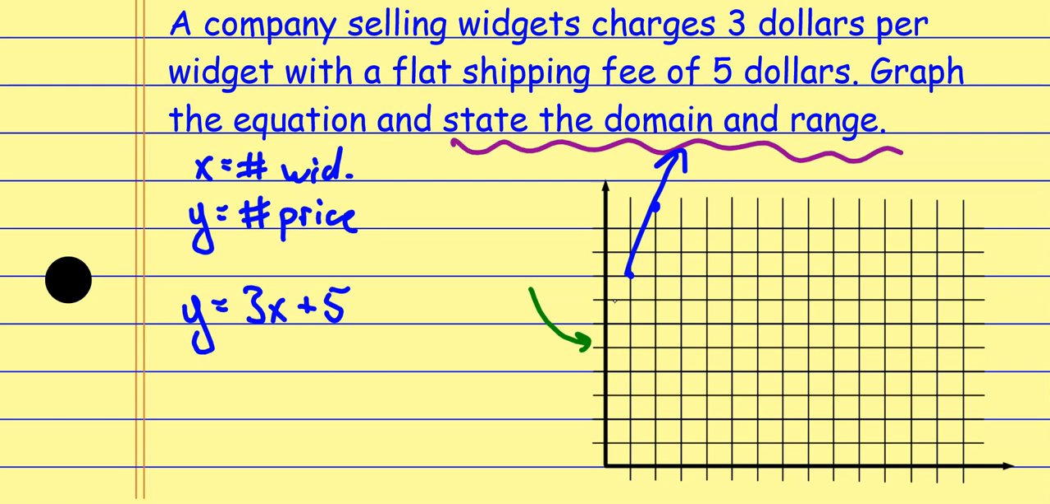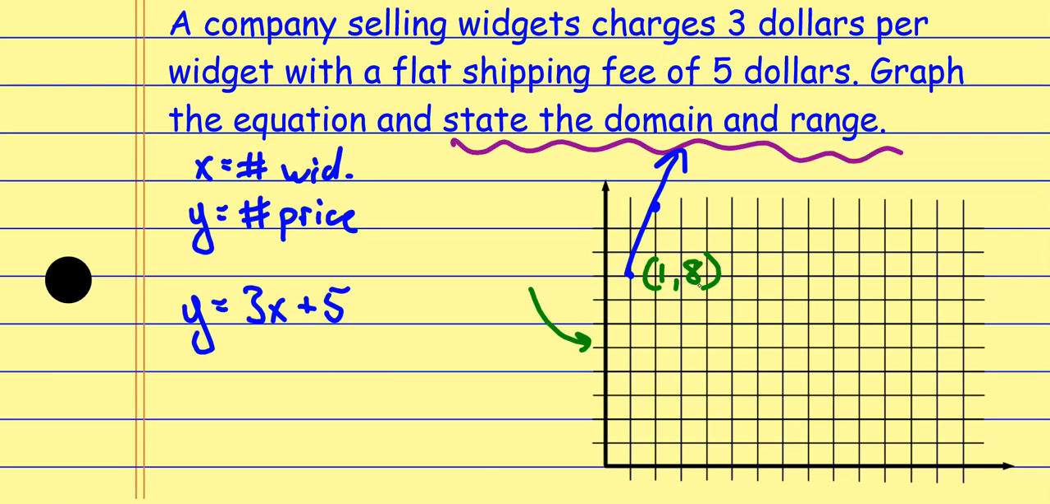But we want to think about this in context, all right? We want to be able to apply the things we're learning to a real situation. So when you think about it, I have to buy at least one widget. The minimum I'm going to be charged is an 8. It's right here, this ordered pair, 1, 8.